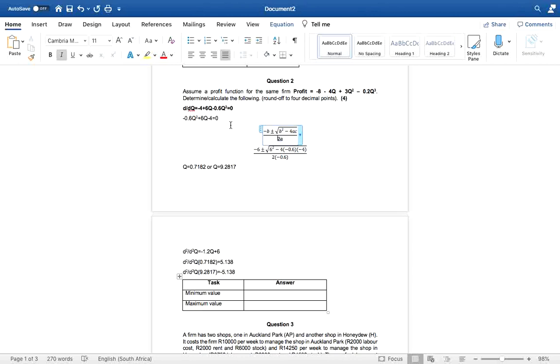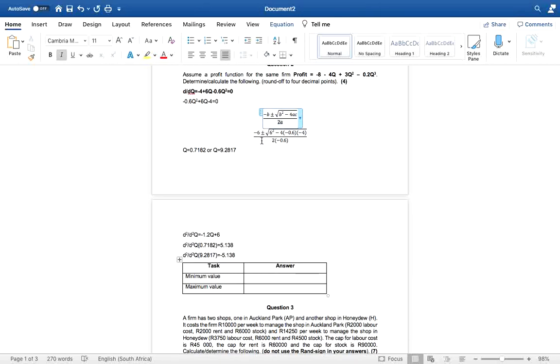So in this case, using the quadratic formula, this is going to be your result. It's going to be minus 6 plus or minus the root of 6 squared minus 4 times minus 0.6 times minus 4, the whole divided by 2 times minus 0.6. You should get two values of Q: Q is equal to 0.7182 and 9.2817.